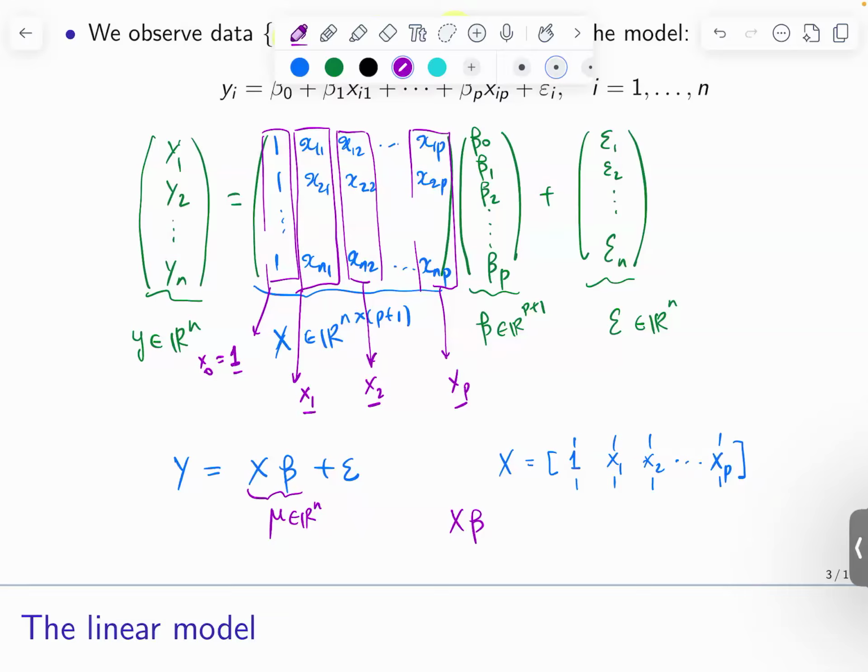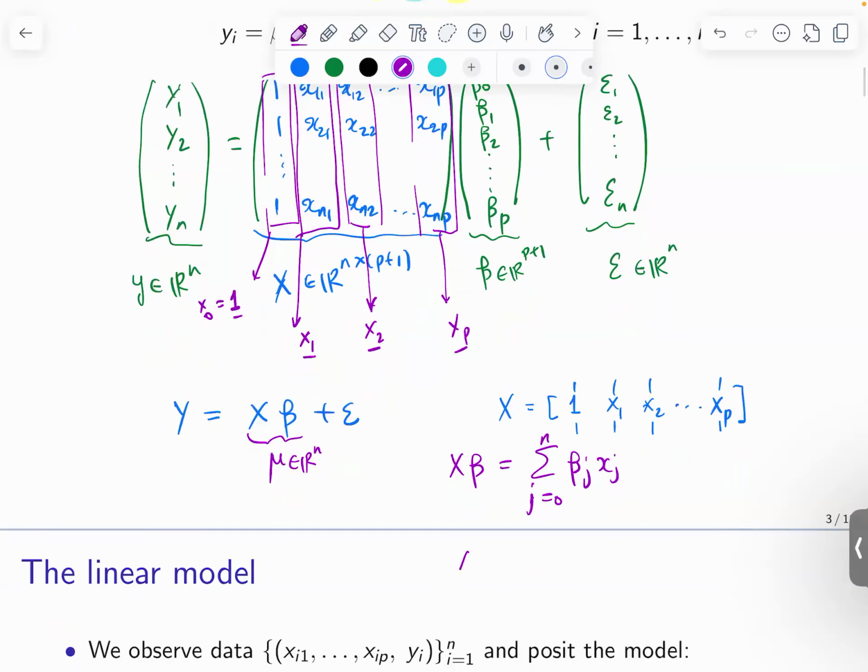I mean, you're hitting nearby, but not the actual. So this is going to be the summation of beta j xj. In general, it's a linear combination of the columns, a weighted average or a linear combination of the columns of X. And in particular, as beta varies in R^(p+1), this X beta will have all linear combinations of the columns of X.